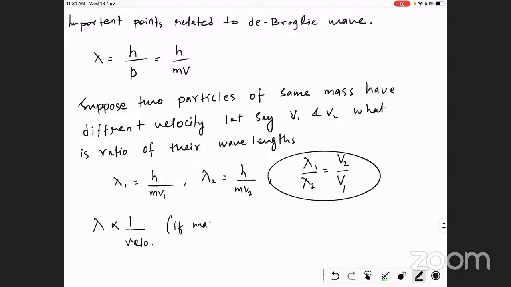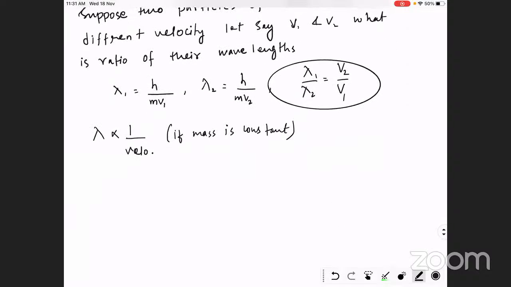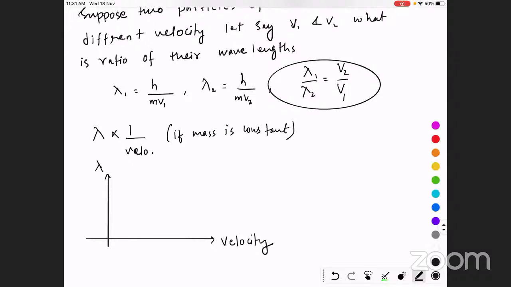If mass is constant, can you draw a graph between wavelength and velocity? What should be the nature of the graph between de Broglie wavelength and velocity? Rectangular hyperbola. Very good. It will be a rectangular hyperbola, the nature of the graph if mass is constant.